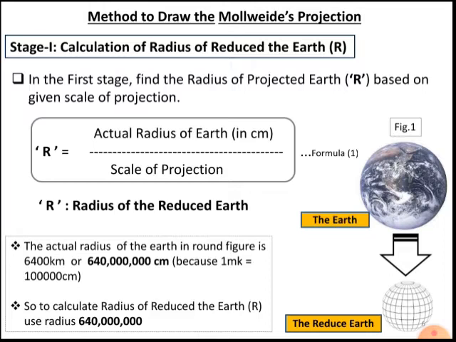Here, the actual radius of earth is nothing but 6,400 lakhs centimeter. Okay, so that is in centimeter. So we have to use this figure as the actual radius of earth, and in place of the scale of projection, it will be given in the example. By that scale of projection, you have to find out the capital R, which will be the radius of the reduced earth, and by that radius you have to draw the reduced earth on your paper to go further for the development of projection.